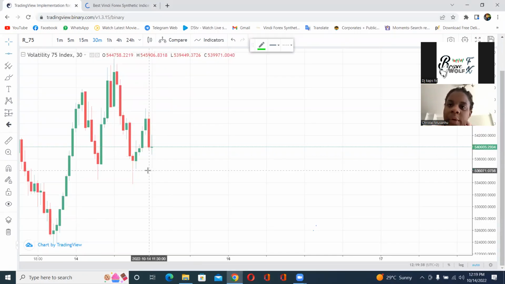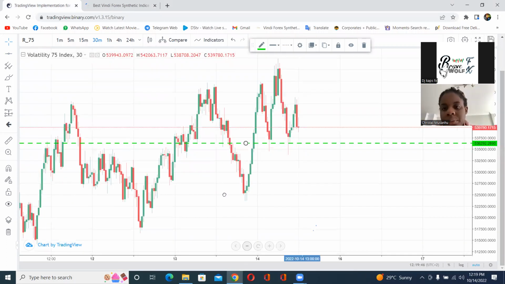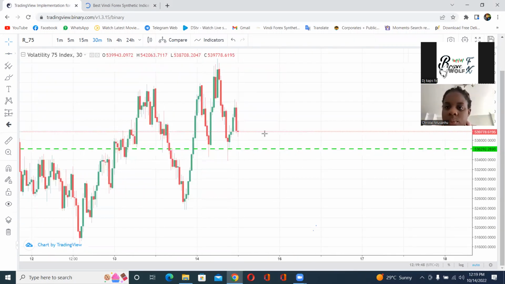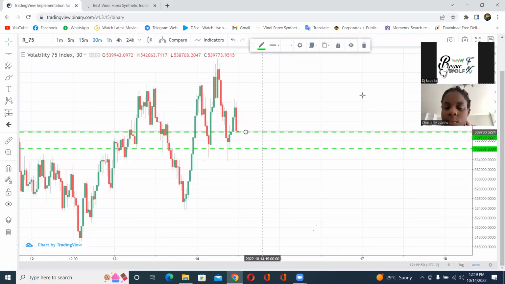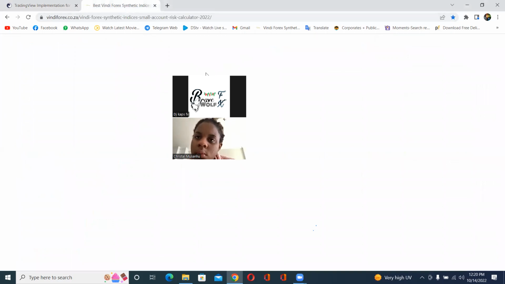This is my stop loss. Let me say I put my stop loss here, and then I put my entry level here. I'm not going to use the take profit. Let me do it faster before this thing cuts me off because it's left with only some minutes. And then I'm going to the calculator. This calculator will show me how much I'm risking.